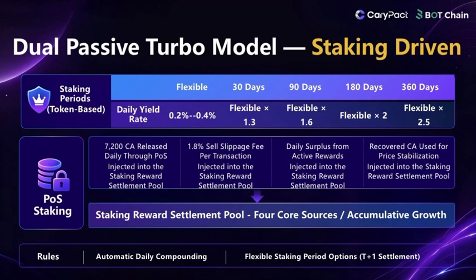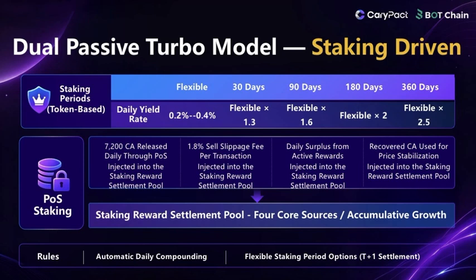Second, 1.8% from every sell transaction is automatically allocated back into the staking pool. Third, unused dynamic bonus surplus is redirected back into the pool daily. Fourth, funds recovered through market stabilization mechanisms are also injected back into the staking pool to reinforce long-term sustainability.